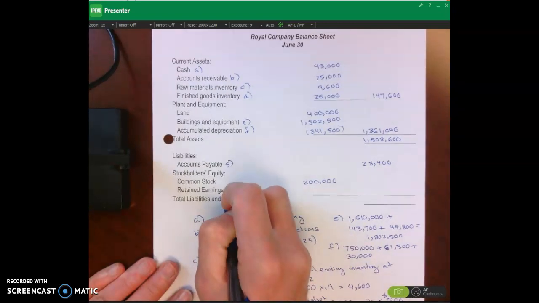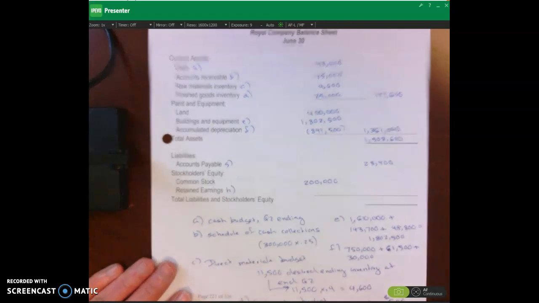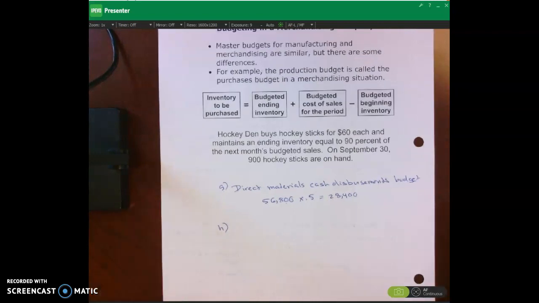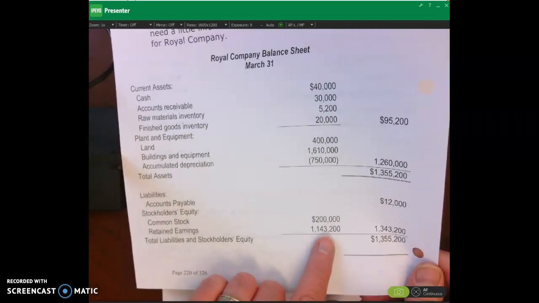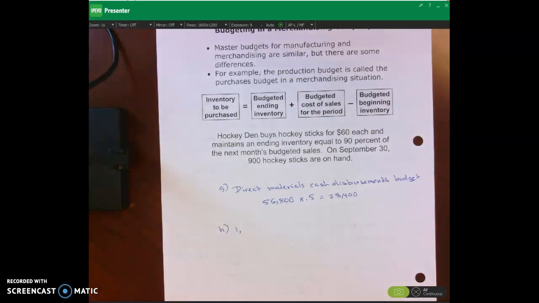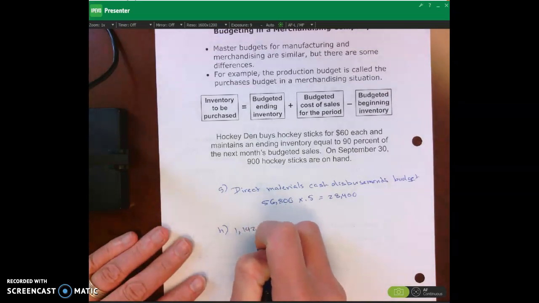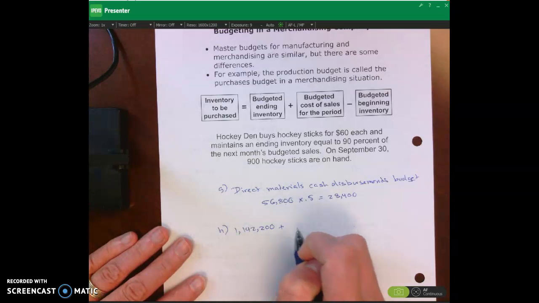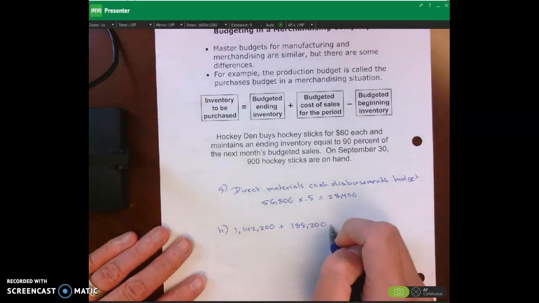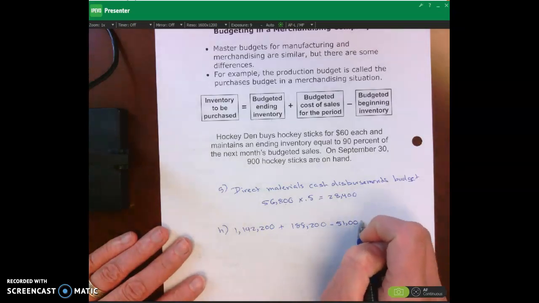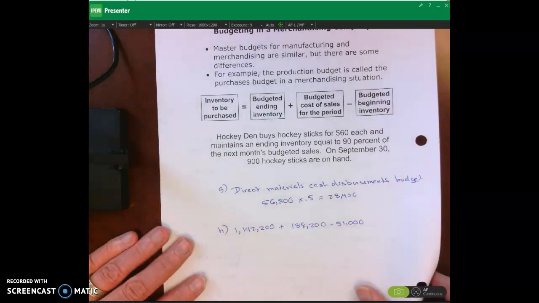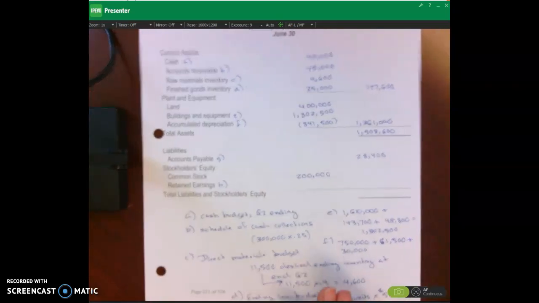Now, I'll put H by retained earnings. We need to calculate retained earnings. I'll come over here. So remember, the way to calculate retained earnings is we're going to look at our prior period's retained earnings from March 31st. Okay, and then we add in our net income, which is from our income statement, of $188,200, but then we also subtract out our cash dividends that we paid in April, which was from the cash budget. And then that gives us our total amount over here for our retained earnings.